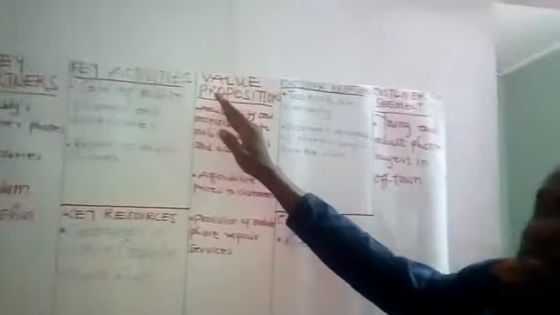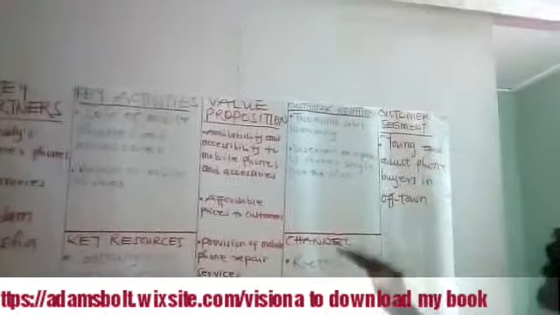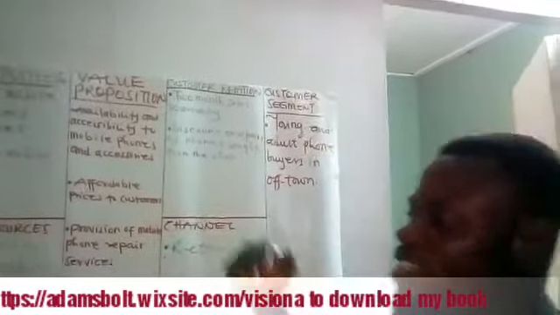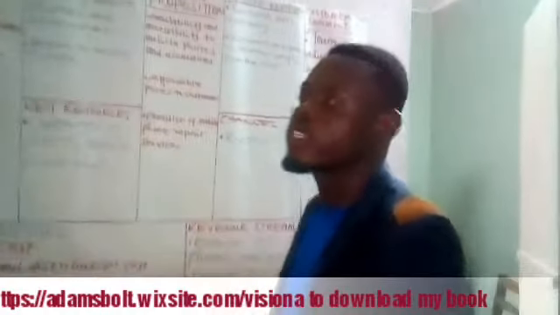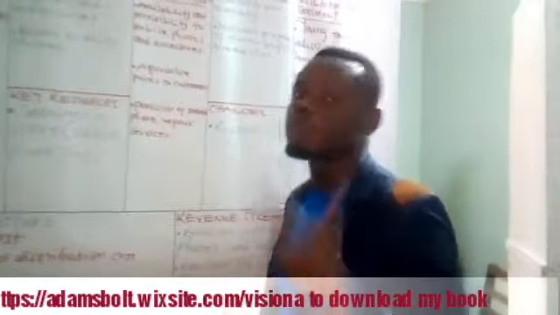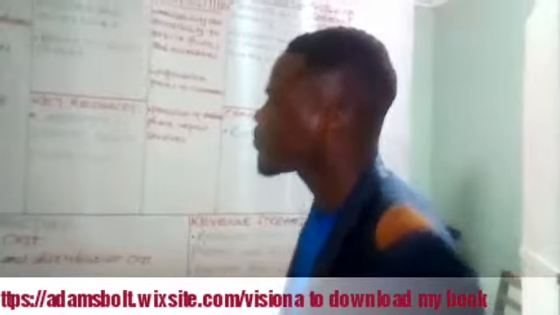So the second part is the customer segment. After identifying the value you will be providing, you now move on to the customer segment. Who are your customers? Which people are going to need the value that you are creating, being it a product or service? Then from there you come to the channel.